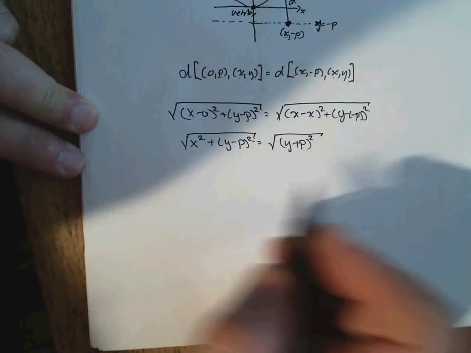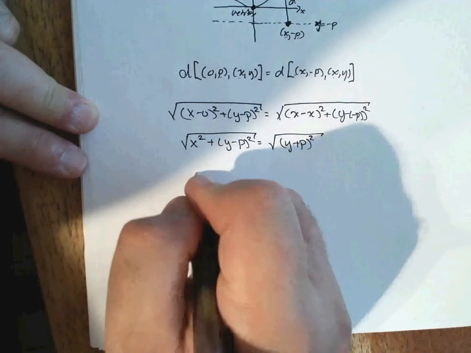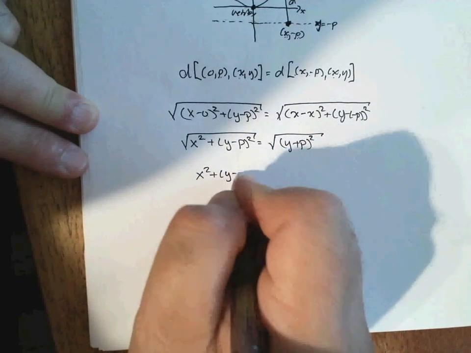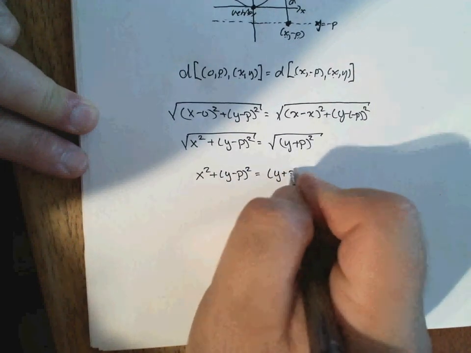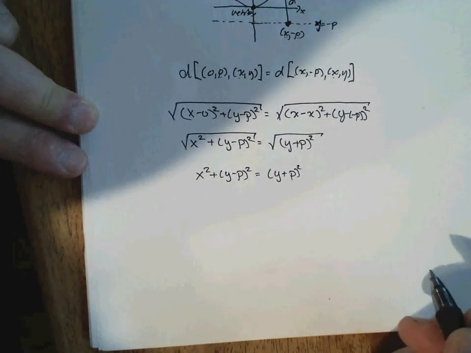Okay, so of course if you square both sides of this, you get rid of the square roots very neatly. Much easier than the other conic sections. We don't have to square both sides twice. And so we get this equation.